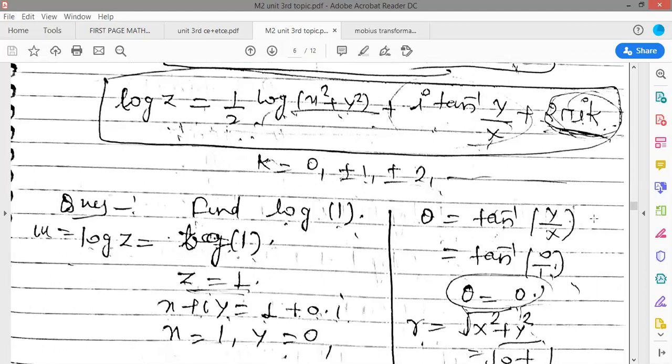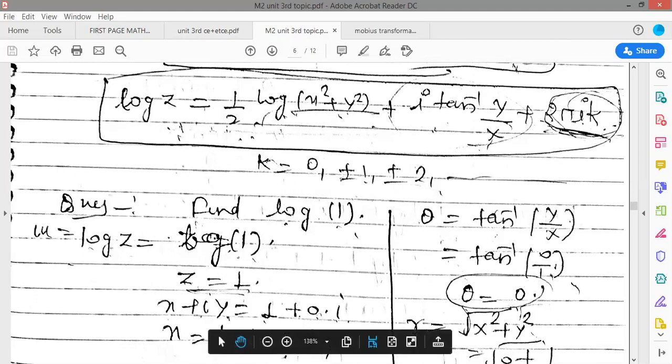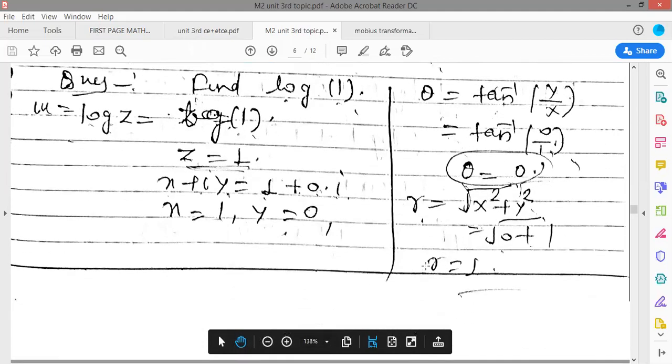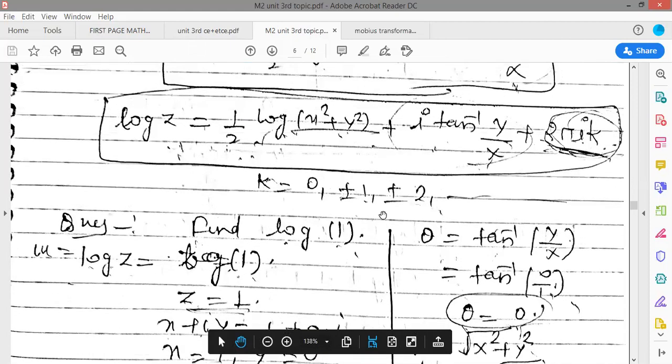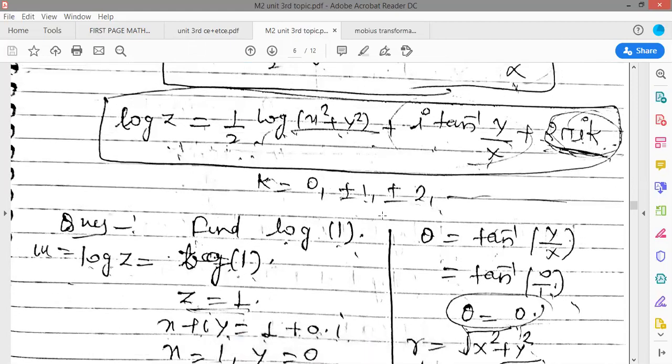This is your important formula, so learn this one, right? And k is starting from 0 to infinity. Now there is an example here. Find the value of log 1. If we have the log z formula, we can find log 1, log 2, log 3, log 4, whatever. So there is an example.